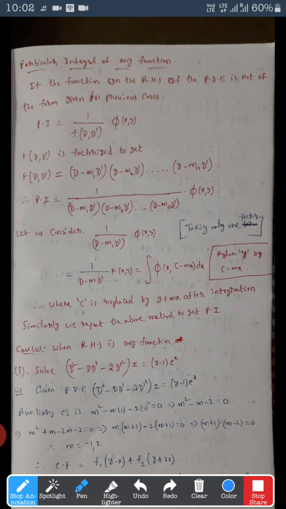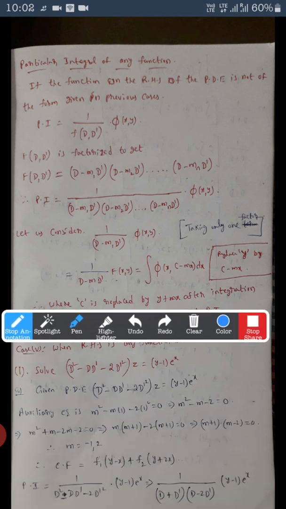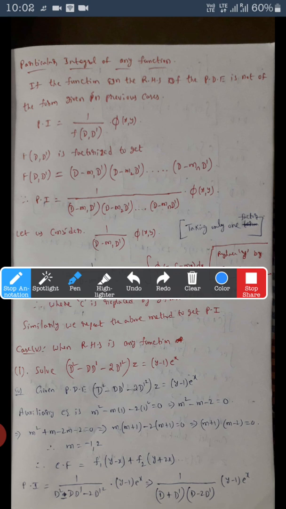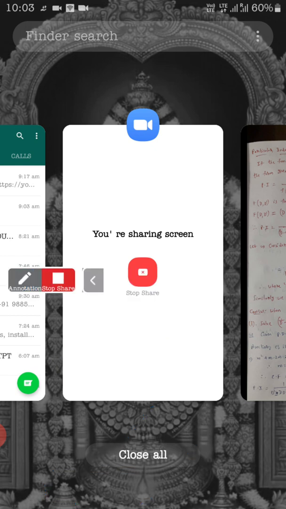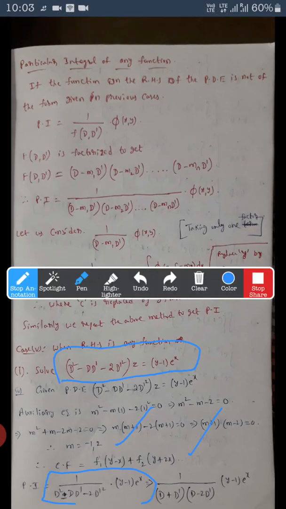So first consider a problem. Here also, for example, D square minus D D dash minus 2D dash square into z is equal to (x minus 1) e power of x, (y minus 1) e power of x. Here also the same procedure for finding CF. This is the CF. For finding PI, first we factorize this denominator. These are the factors, D plus D dash into D minus 2D dash.